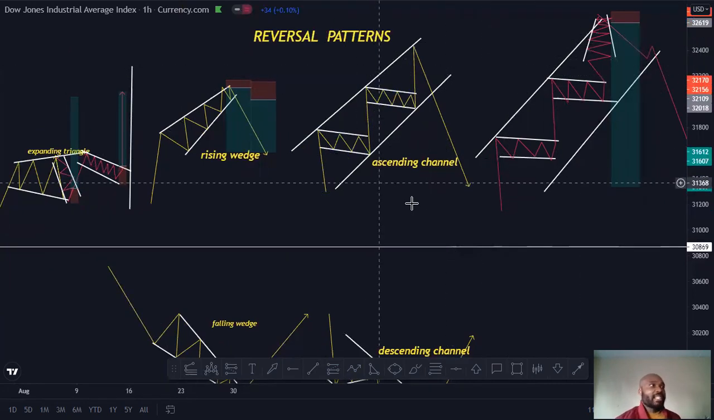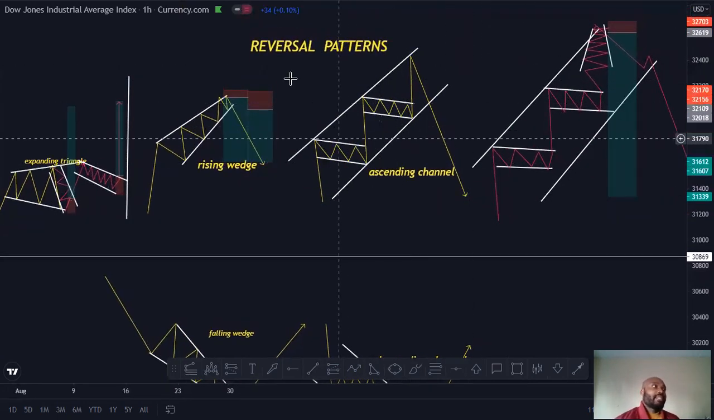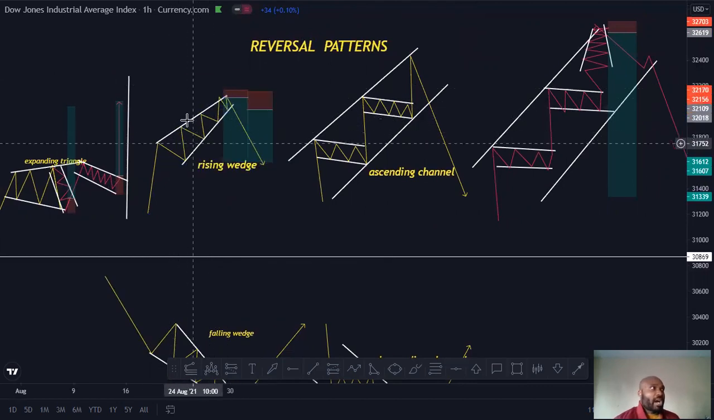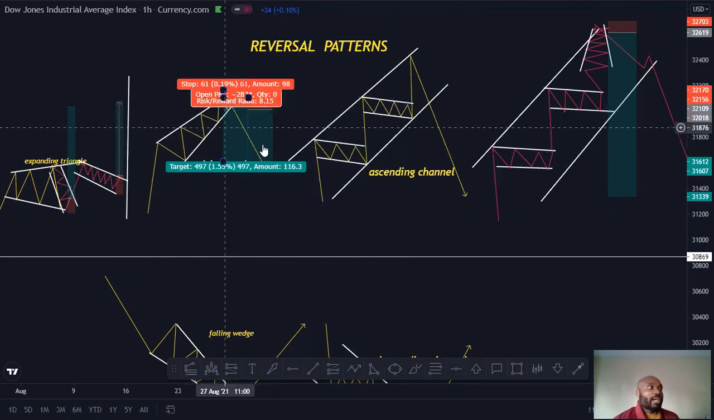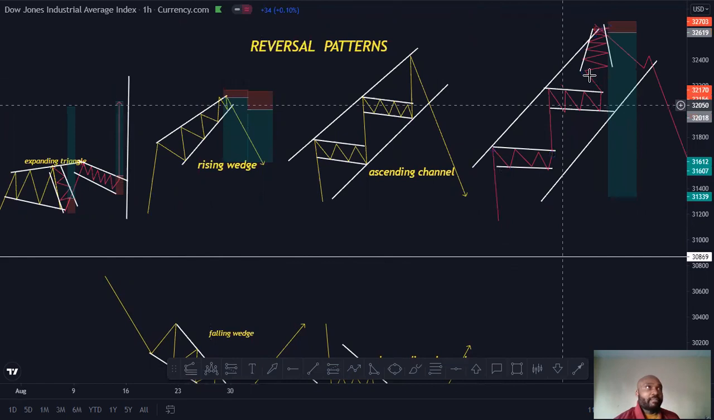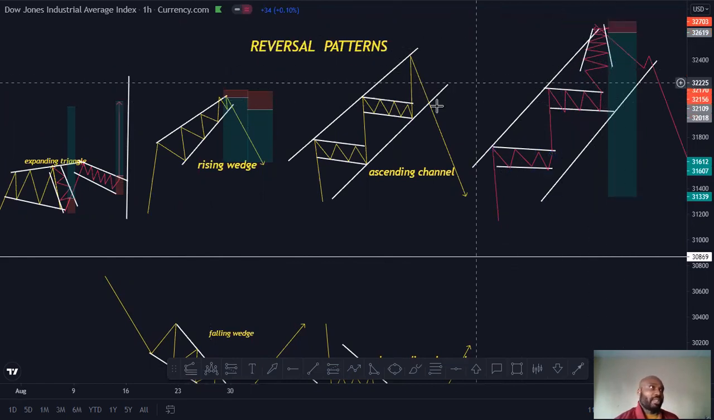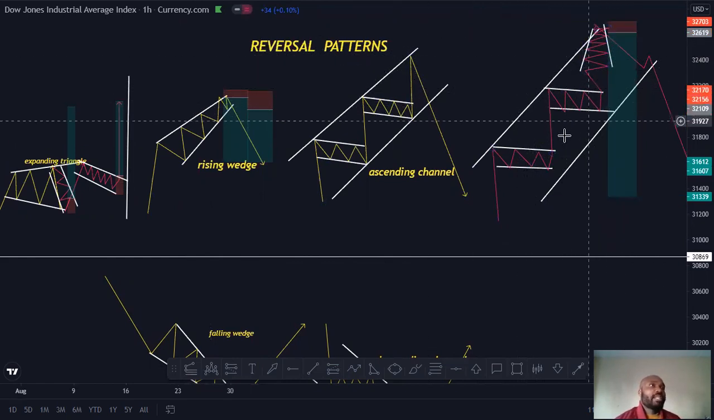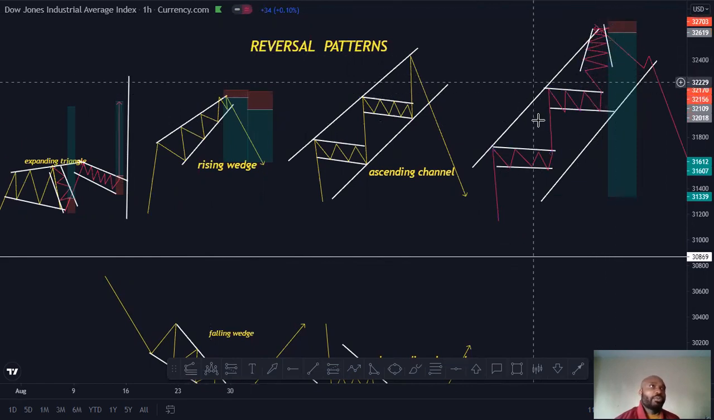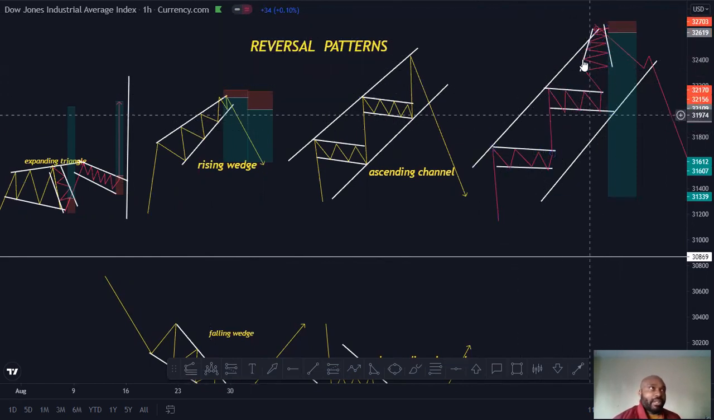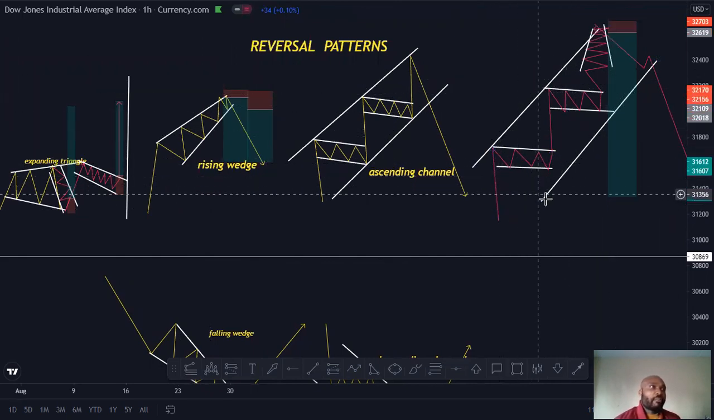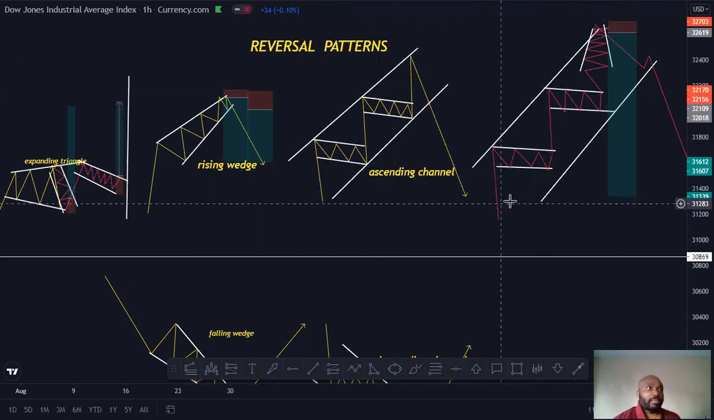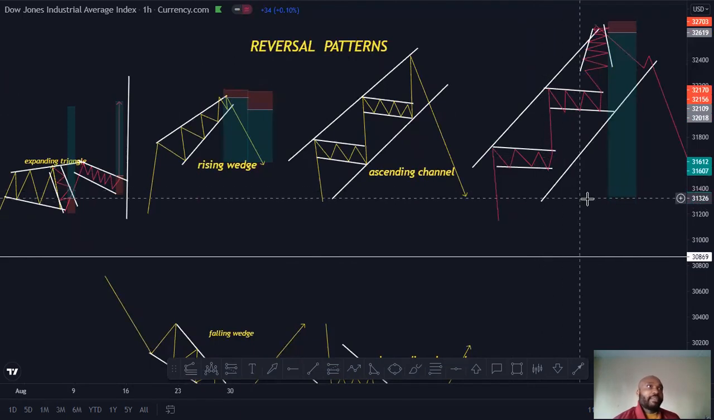So I just simplified it in the sense that I've explained how you can capitalize on the rising wedge on its own, and how you can capitalize on the rising wedge when it's taking place inside the ascending channel. I've already explained how you can take a trade from an ascending channel, because your ascending channel is your reversal channel pattern, and you'll be looking for a 90% correction rule for your TP level.